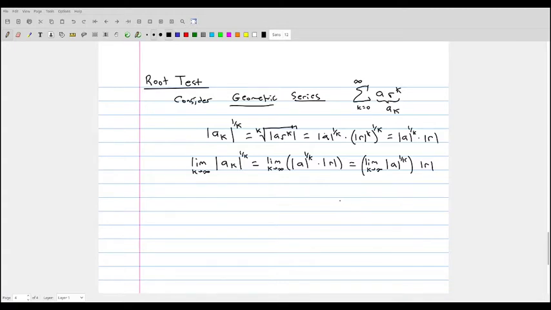And for any real number a, we can show that the limit of this expression as k goes to infinity is going to be equal to 1. This limit is 1. You can show this using L'Hopital's rule. Therefore, this limit is just equal to the absolute value of r, which we know for the geometric series has to be strictly less than 1 in order for the geometric series to be convergent.